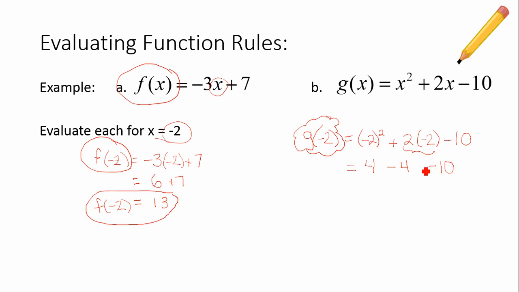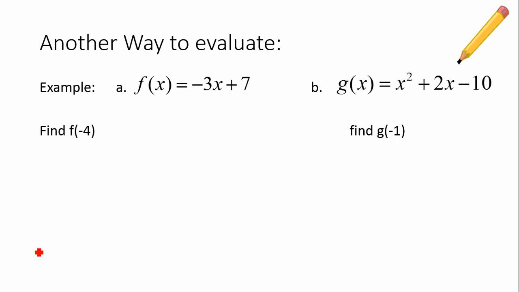So remember your order of operations, start with any parentheses, do your exponents first, that's why I did this guy first, then do any multiplying or dividing, and last we will do adding or subtracting. So 4 subtract 4 is 0, minus 10 more makes -10. So the value of g at -2, or g of -2, equals -10. That's my final answer.